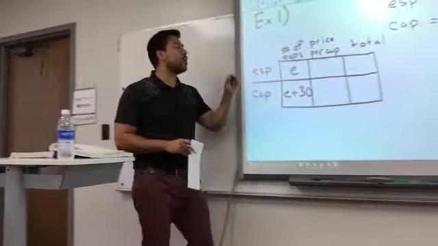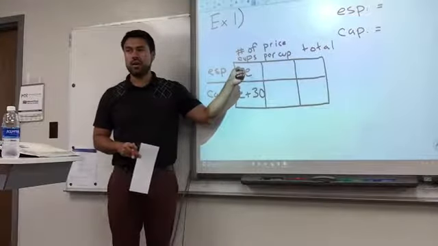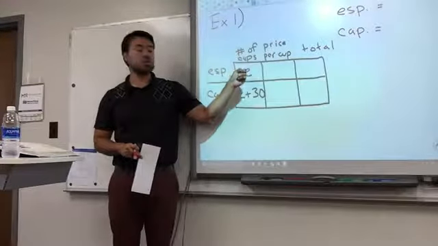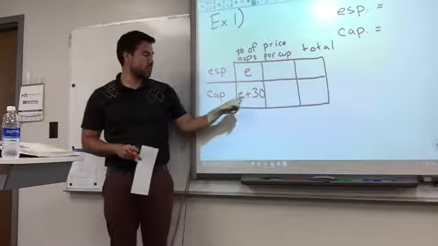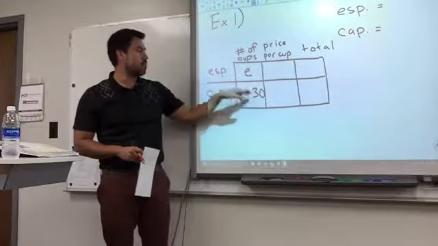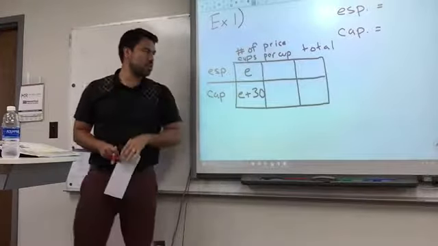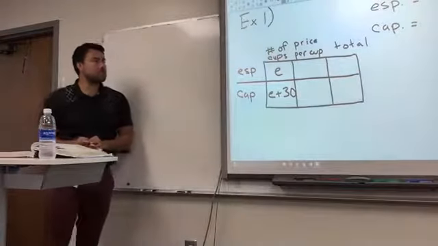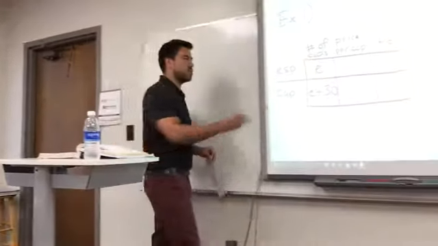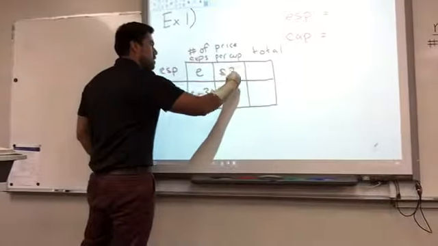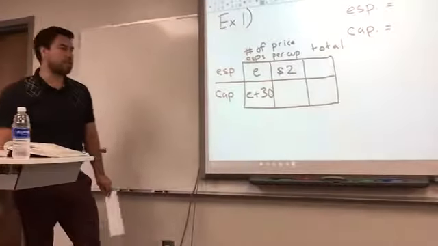Okay, so if we know how many cups of espresso, how would you find the number of cappuccino? You would add 30 to it. So this one is going to equal more than that one. And that is according to the problem. Do they give me how much each cup of espresso costs? $2. So I'm going to put here $2. And that's per cup. That's all it's asking, per cup.